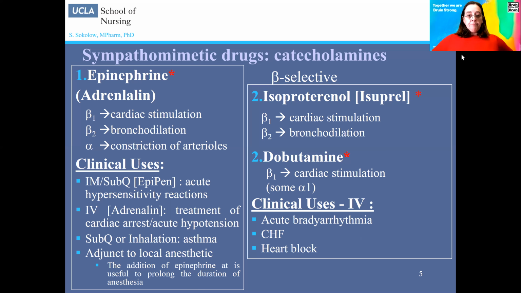As I said, in emergency situations, when it's used IV, it is used for the treatment of cardiac arrest or acute hypotension, because again, it's a potent vasoconstrictor and a potent cardiostimulator. It can be used subcutaneously or as an inhaler for the treatment of asthma, but it's not really the first choice for the treatment of asthma.